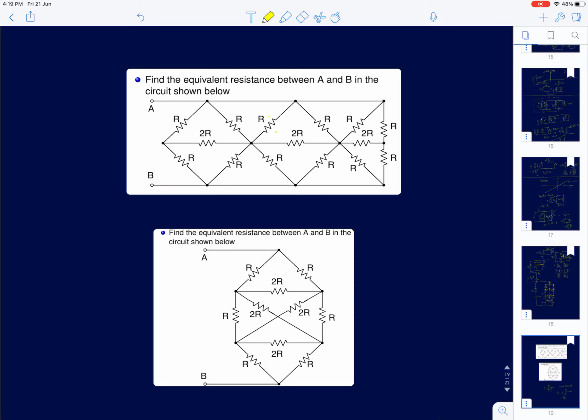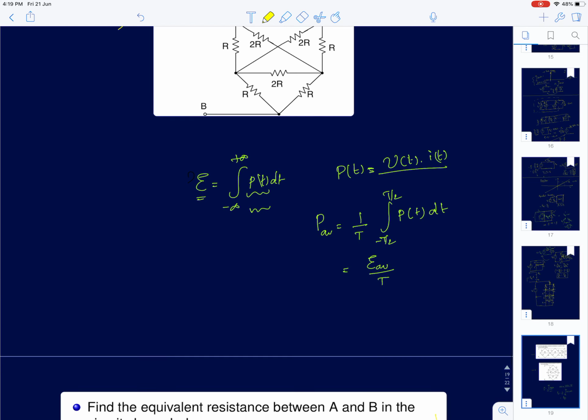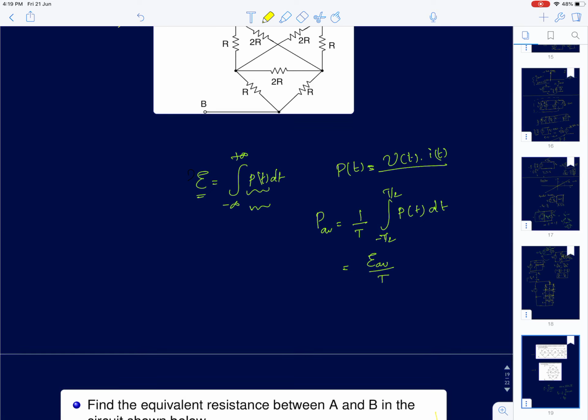Hi everyone. In the last class, I had asked you to try and solve these two circuits. So in this class, we will go through a little bit of resistive circuits, and mainly we will solve equivalent resistance for some complex circuits and some interesting circuits which will find applications in analog circuits.